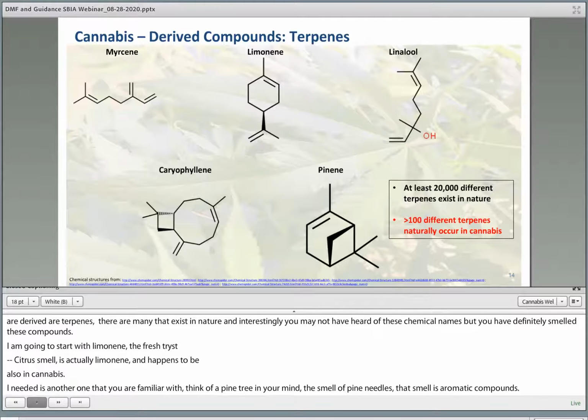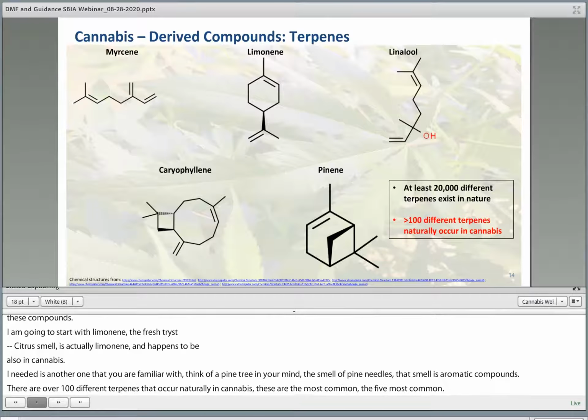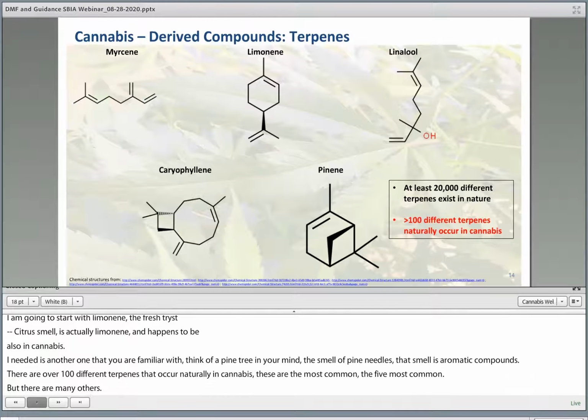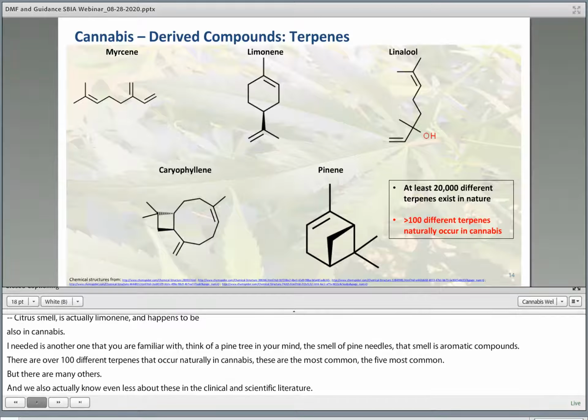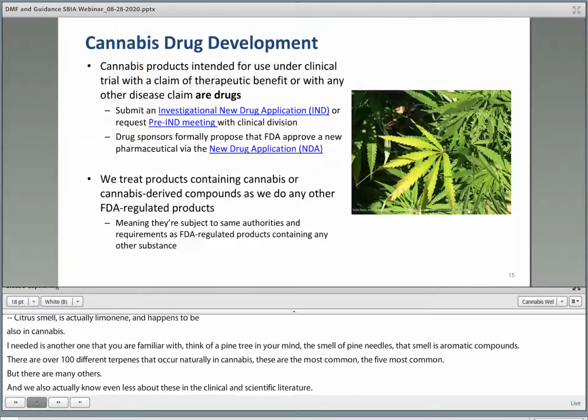But there are many others. And we also actually know even less about these in the clinical and the scientific literature. And so we do encourage you to continue to study these terpenes in addition to the cannabinoids that we were talking about previously, because we do have such a large scientific gap. And here at FDA, we want to learn all about the science, and anything that you can contribute would be extremely helpful.